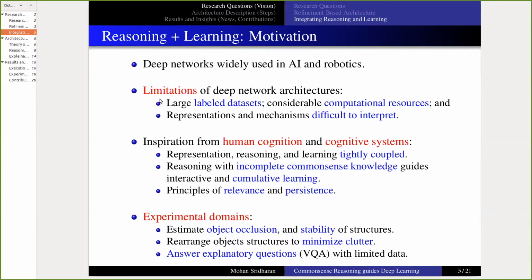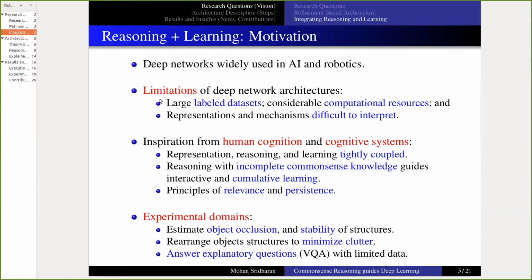And in this context, we want to use principles of relevance and persistence, which should hopefully be clear in a few slides, to bring the notion of explanations, to try and explain things. And in terms of experimental domains, what I will be talking about here is simple domains motivated, as I said, from robotics and scene understanding.